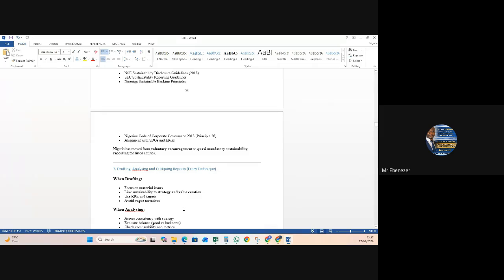Now, Nigeria has moved from voluntary encouragement to quasi-mandatory. It is partially mandatory. Do you understand? So it is partially mandatory. All right, so that's it.